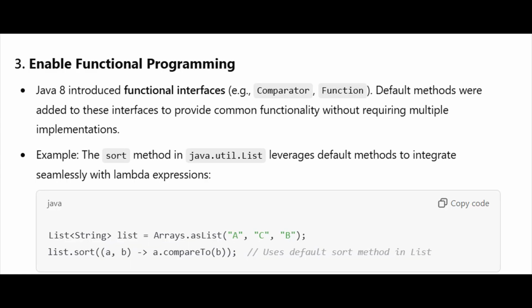3. Enable functional programming. Java 8 introduced functional interfaces. Example: the Comparator function. Default methods were added to these interfaces to provide common functionality without requiring multiple implementations. Example: the sort method in java.util.List leverages default methods to integrate seamlessly with lambda expressions.